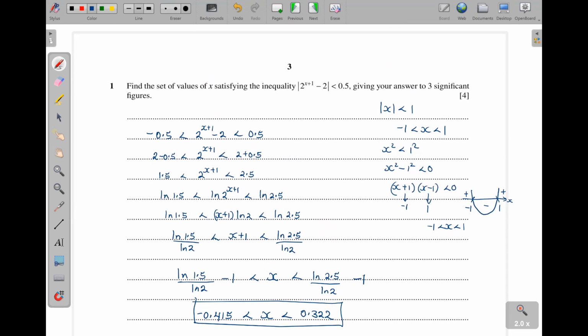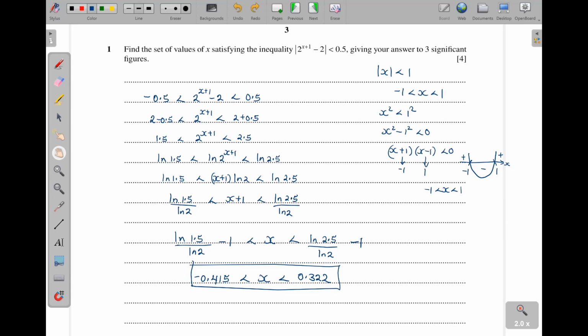And they said give your answer, not answers, so it is just one. That is the set of values for x for that case.